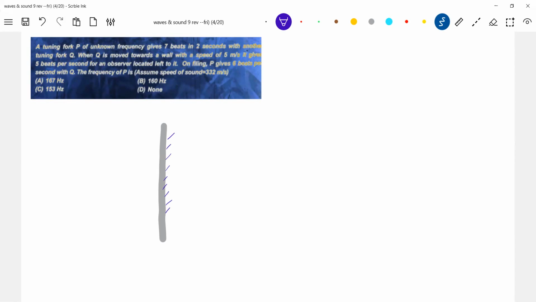Okay, there are two tuning forks. A tuning fork P of unknown frequency gives 7 beats with another tuning fork Q. When Q is moved towards a wall with a speed, it gives 5 beats per second for an observer located to the left of it. Okay, here is an observer.